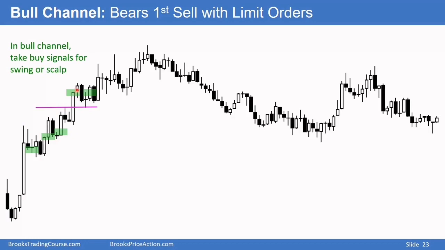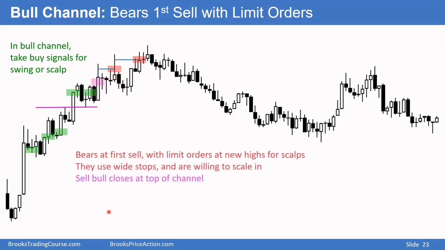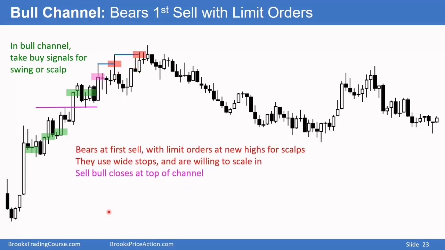Bulls will buy that close or that close. A high 1 buy, a pullback after the breakout. Perfect breakout test. This low pulled back and tested that breakout point, buy on the resumption up. And bulls, as I said, will buy for either a swing or for a scalp.